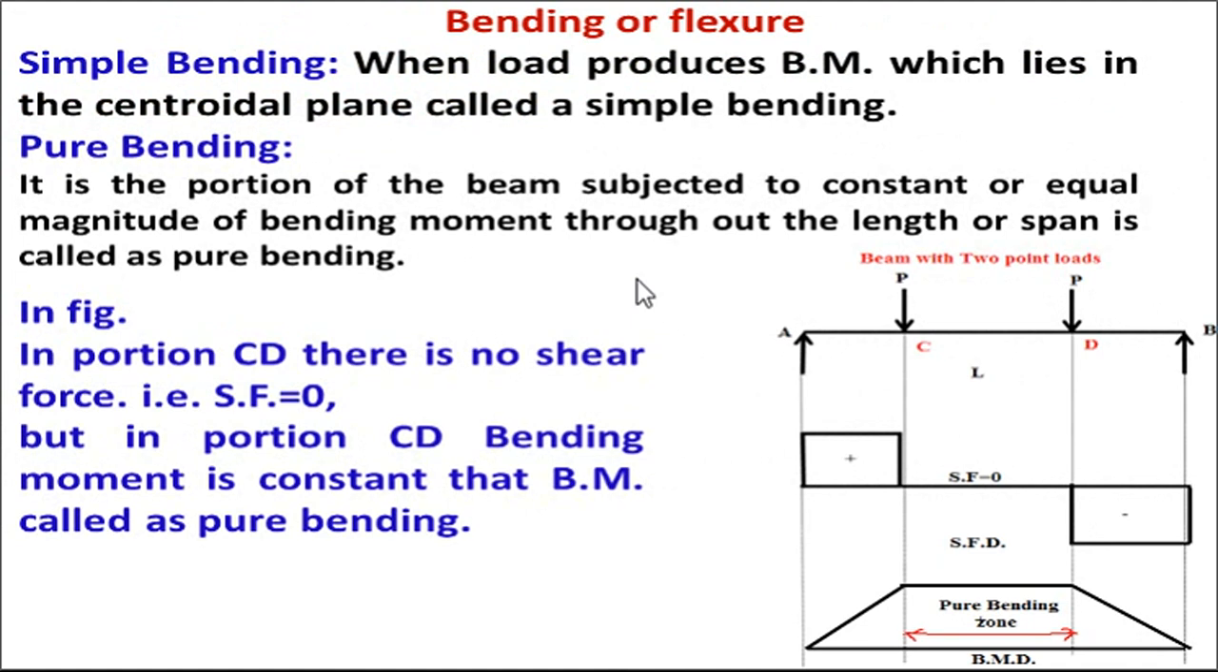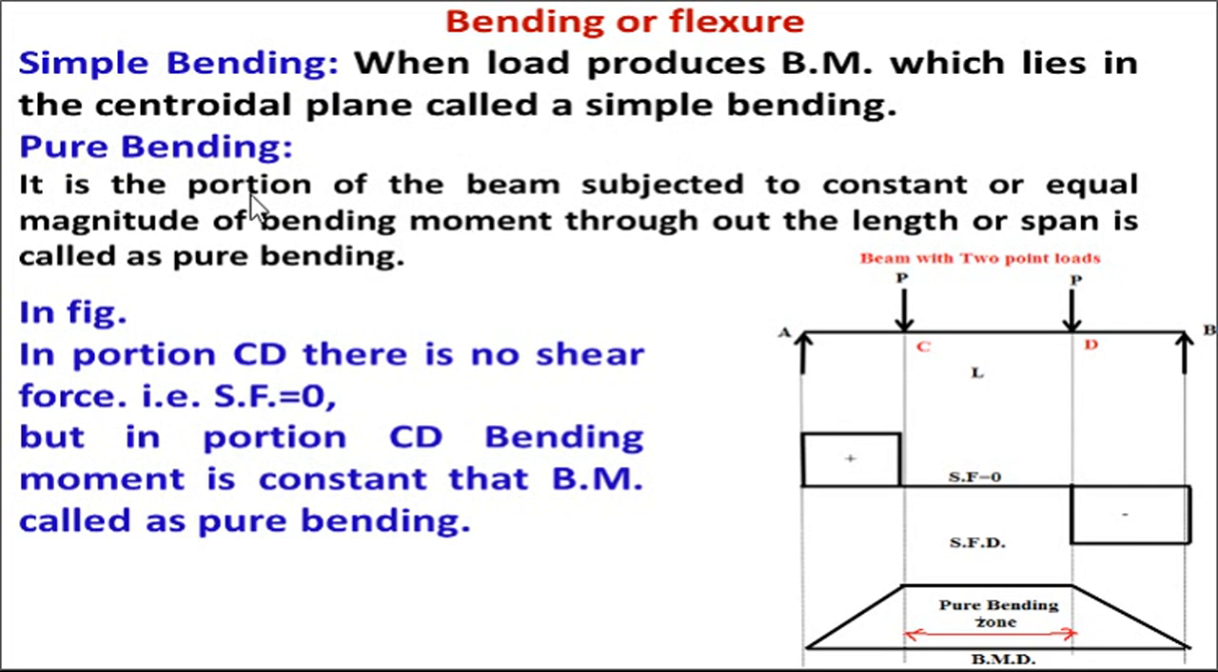Now there are two types of bending or flexure. Flexure is also called bending, or bending is also called flexure. In many books, you will find these two words, so you can use any one word for bending. First of all, there are two types. Simple bending: when load produces bending moment and it lies in the centroidal plane, it is called simple bending. Means whatever bending moment is produced lies in the centroidal plane.